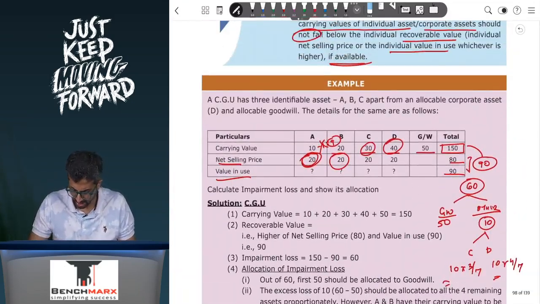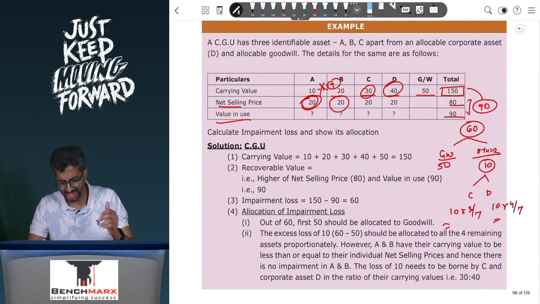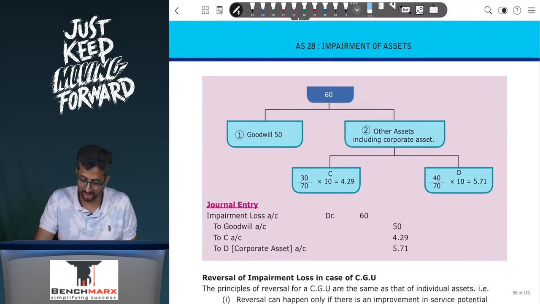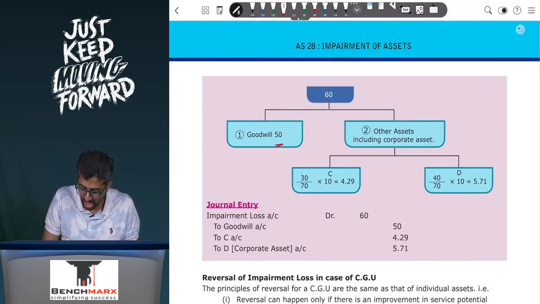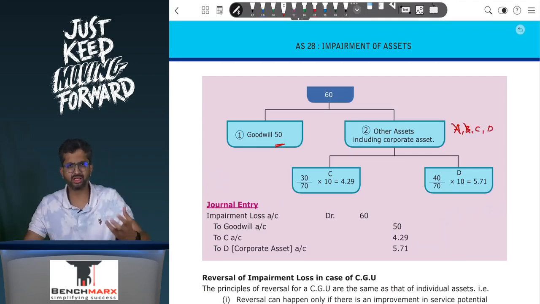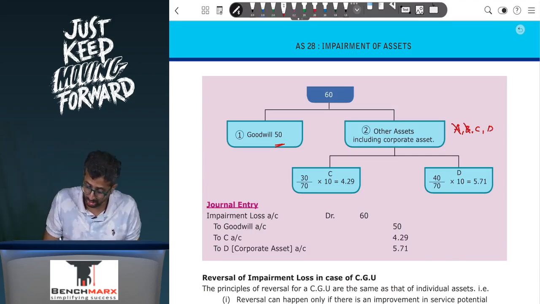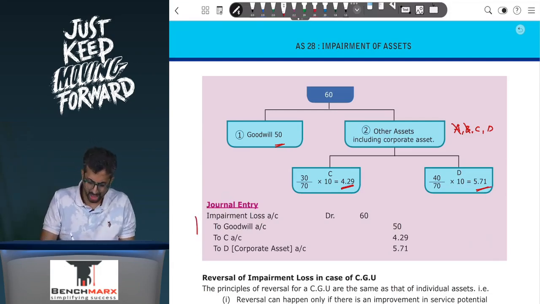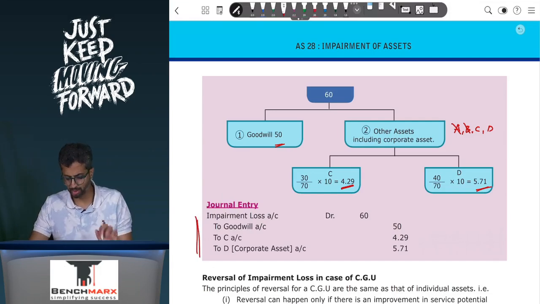So over here, this is an example. If you want, you can pause and view this example as well. Read the explanation over here, and then it continues like we discussed, that out of the 60, you will first take 50 to goodwill, and then other assets, technically A, B, C, D. However, A and B can prove that they can recover back the 10 and 20 which is there in your ledger, and hence the loss will have to be borne by C and D, who cannot prove that, and hence your entry will be impairment loss, which will go to the P&L, to goodwill, to C, to D.